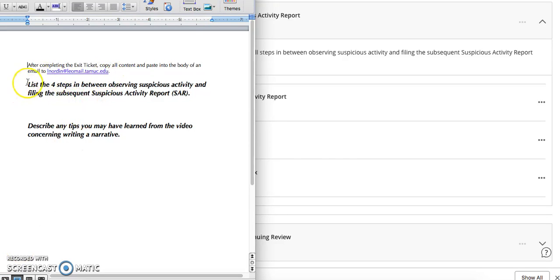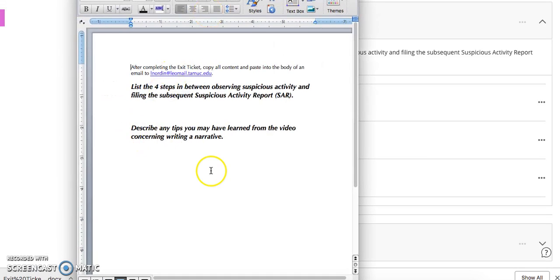Again, it's pretty simple. If you were paying attention within the lesson, you would be able to fill it out pretty easily.